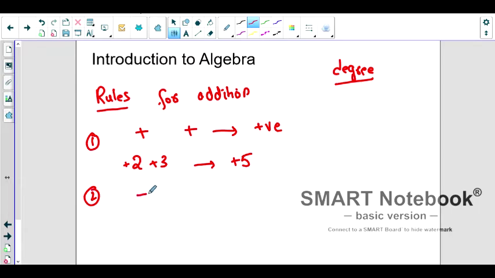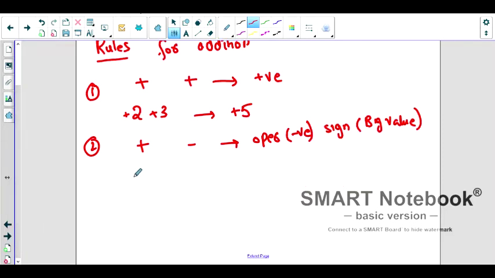Secondly, if one term is positive and one term is negative, then the operation we perform is subtraction, but the sign will come from the bigger value. For example, plus 2 minus 3. Here if you see, the signs are different, one is plus, one is minus. So you have to subtract them, but the sign will come from the bigger value. Bigger value is 3, so our answer is negative 1.